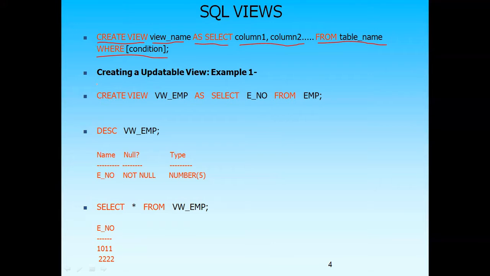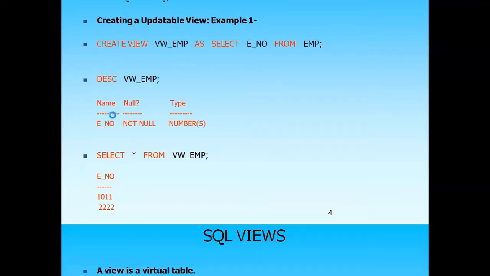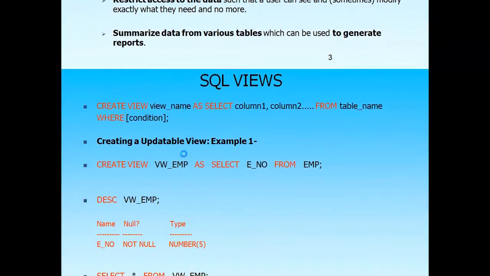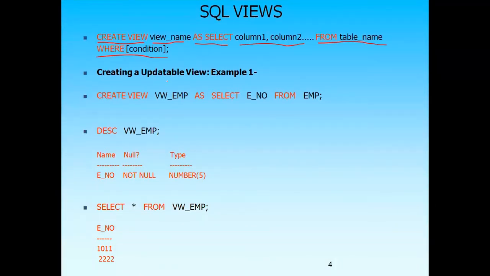Actually, basically there are two types of view. One is the updatable view and the other is the read-only view, right? So first we will discuss the updatable view and then I will cover the syntax for the read-only view, right? So updatable view means what? We can perform update operations with the view, means we can perform insert, update, delete operations with the view, right?